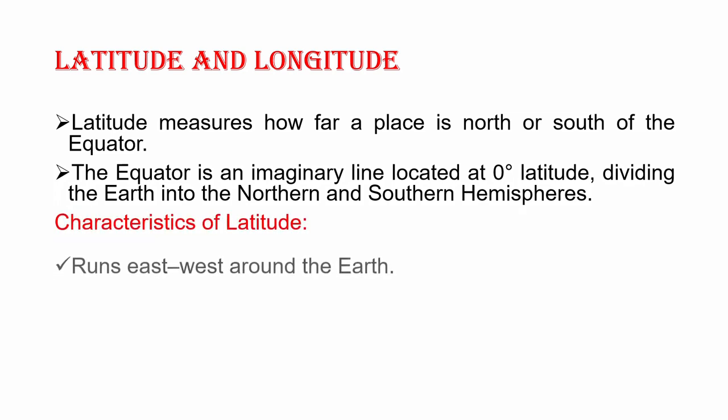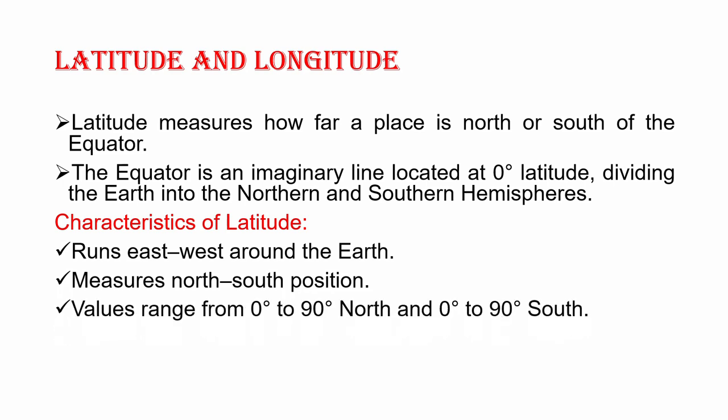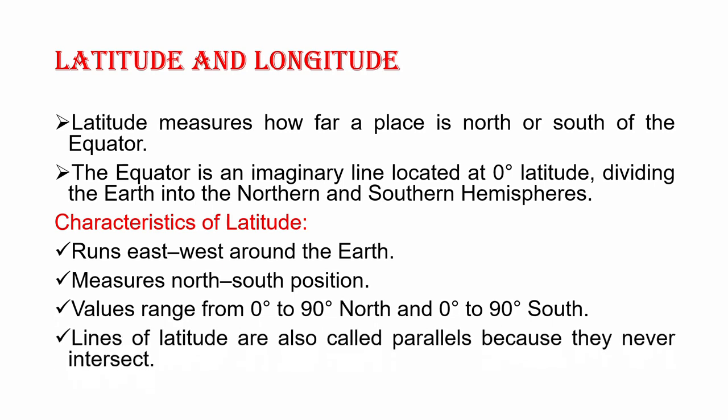Characteristics of latitudes. Latitudes run east to west around the Earth. Latitude measures north and south position. Values of latitude range from 0 to 90 degree north and 0 to 90 degree south. Lines of latitude are also called parallels because they never intersect each other.